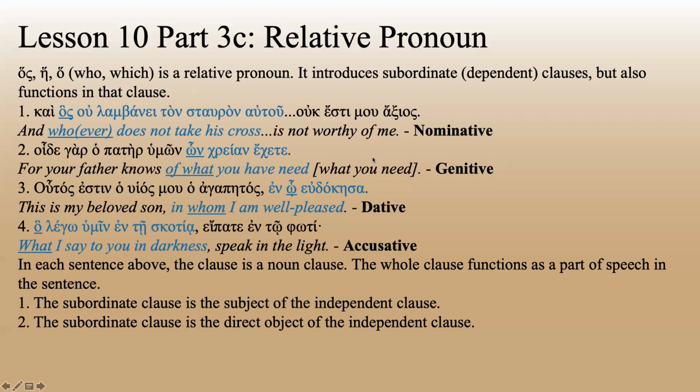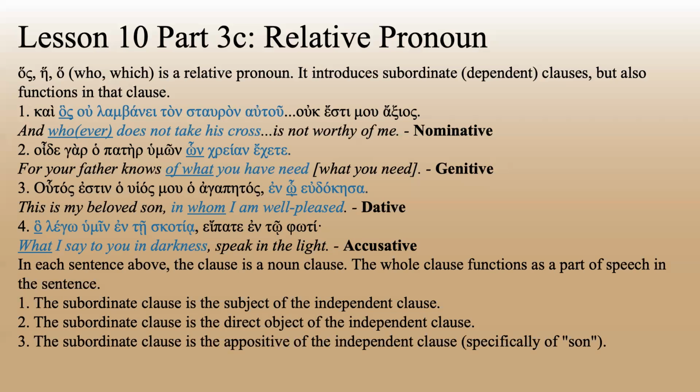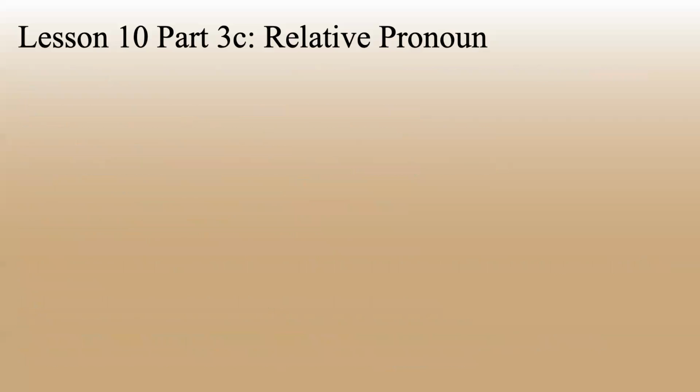Number 2, the subordinate clause is the direct object of the main clause. Your father knows what? Your father knows what you need. What you need, or of what you have need. The whole thing is functioning as the direct object of the main clause. Number 3, the subordinate clause is the appositive of the independent clause, specifically of son. So this is my beloved son. Who is your son? The son in whom I am well pleased. And in the fourth one, the subordinate clause is the direct object of the independent clause. Speak in the light. What are you supposed to speak in the light? Speak what I say to you in darkness in the light.